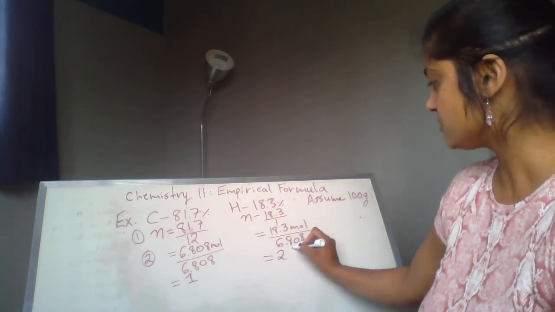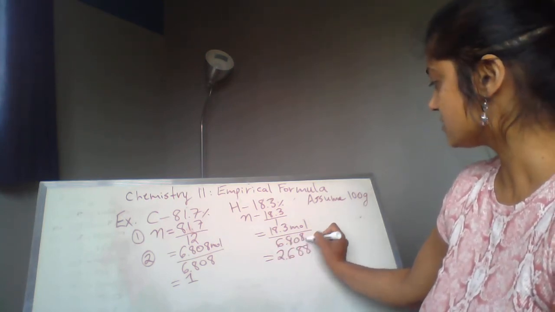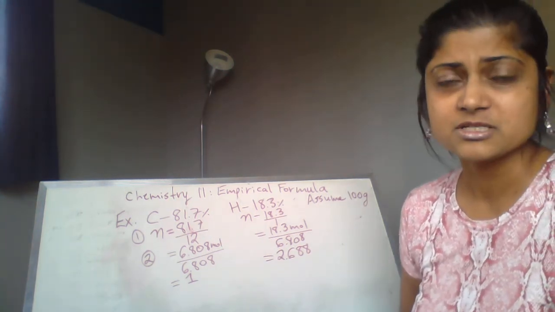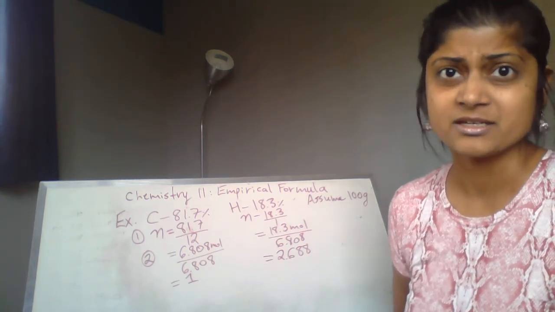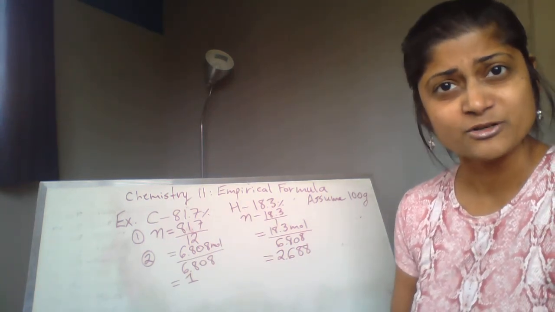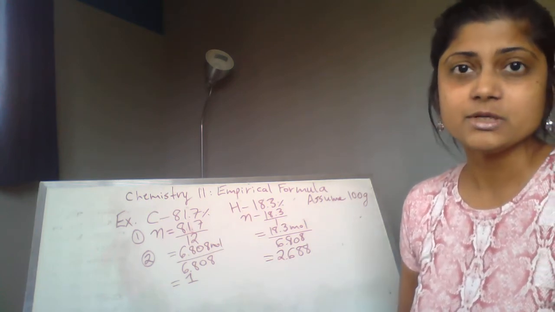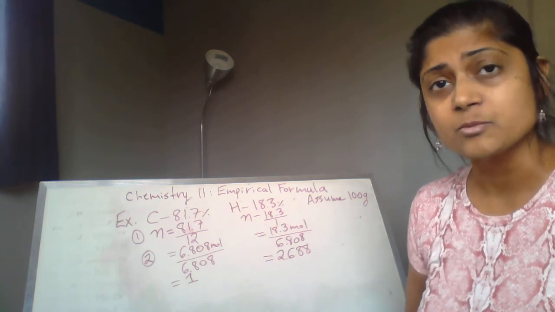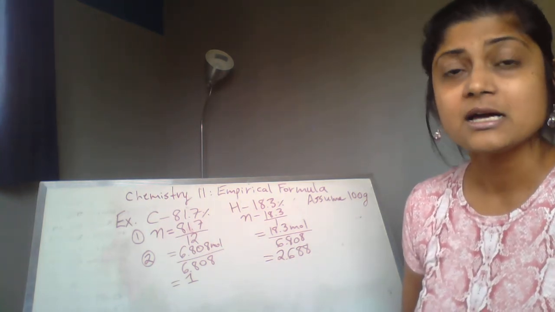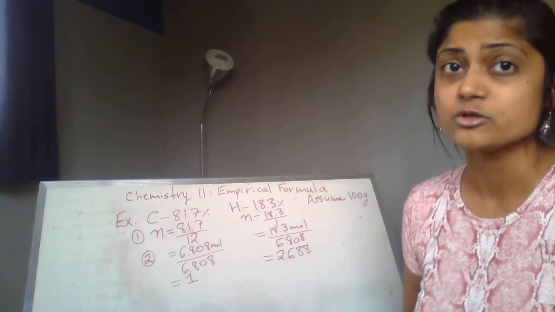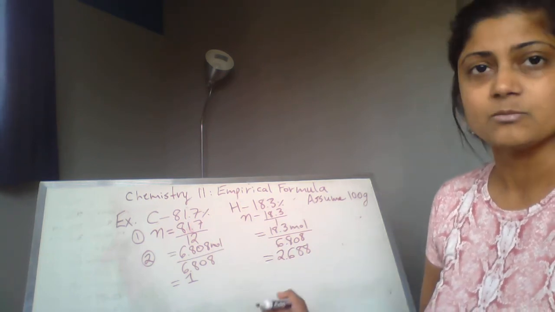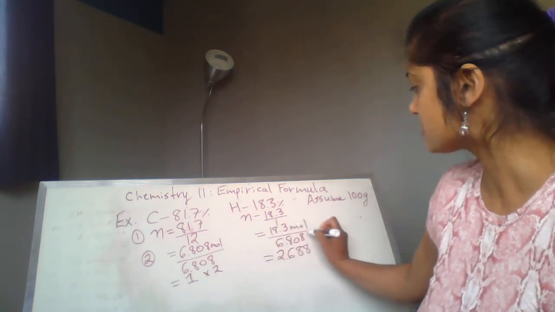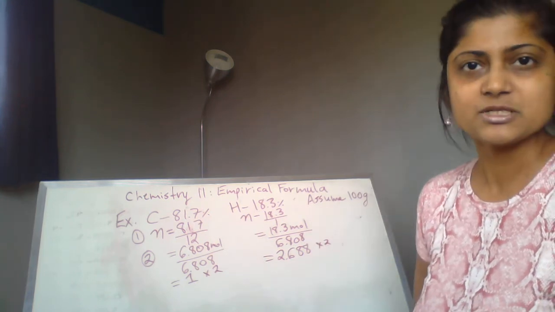I'm getting 2.688. Now, if I look at this number, I cannot round this to 3. That's probably what everyone is thinking: let's just round it to 3 and move on with our day. However, if you get a number here when you divide by the smallest number of moles and it's not an exact number, like 2.5 or 2.6, you cannot round this to 3. What you're going to do is take each of these numbers and first try multiplying by 2. So I'll write it over here so everyone can see it. I'm going to put times 2.